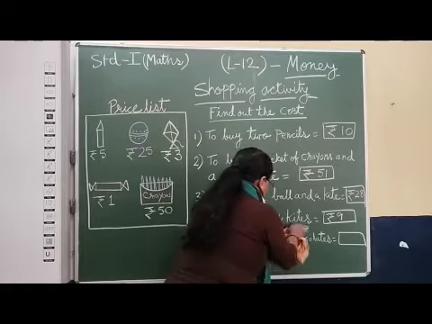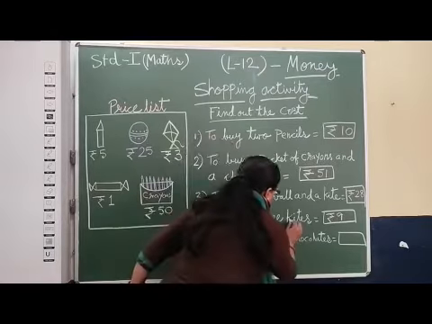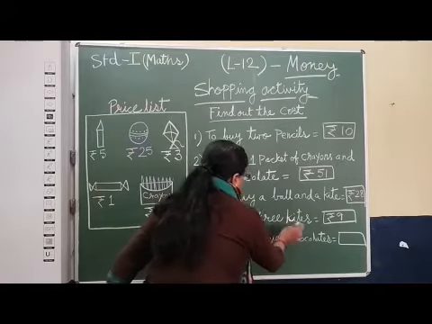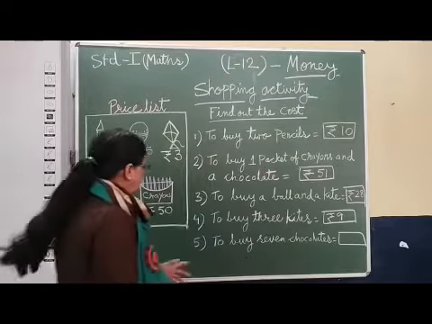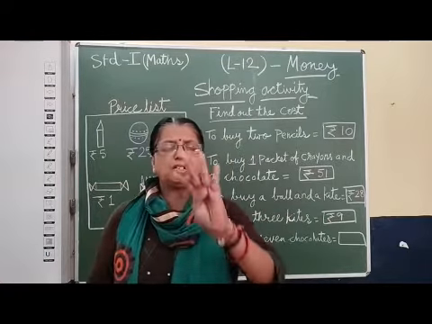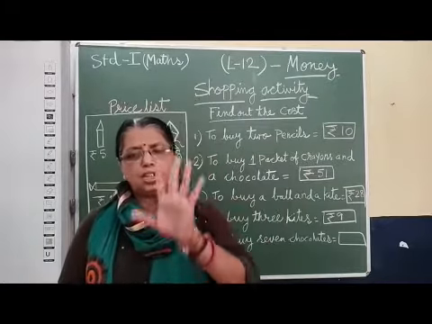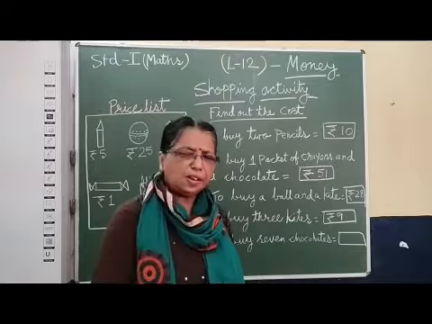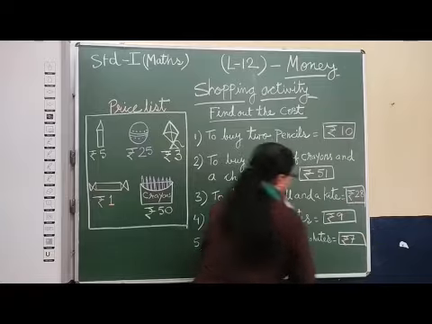Yes. Now take another example. How to calculate? Now, to buy 7 chocolates. 1 chocolate costs 1 rupee. So 2 chocolates cost 2 rupees, 3 chocolates cost 3 rupees, 4 chocolates cost 4 rupees, 5 chocolates cost 5 rupees, 6 chocolates cost 6 rupees, and 7 chocolates cost 7 rupees. So you have to write rupees 7 here. Okay.